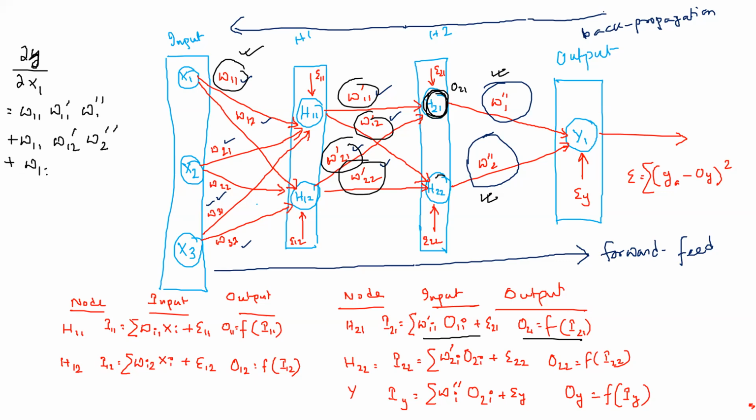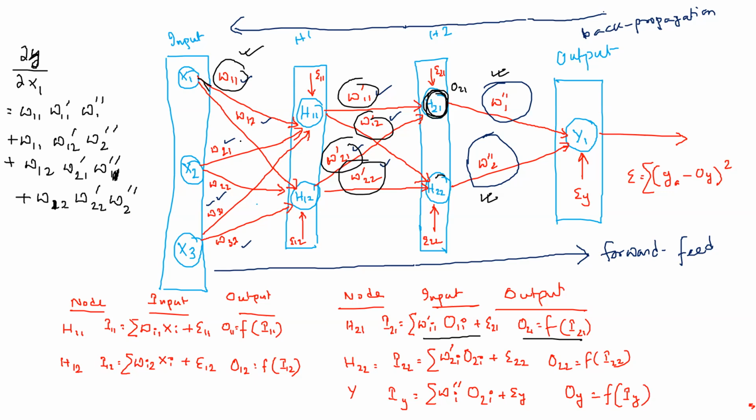Plus W12 this path into W21 dashed into W1 double dashed, plus W22, no, W12 plus W22 dashed into W2 double dash. So these are the four paths.